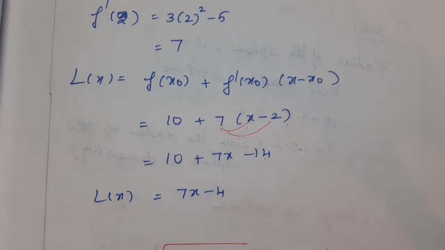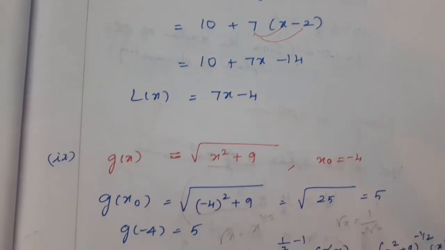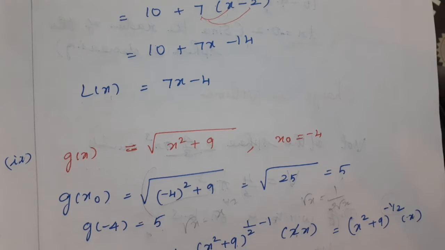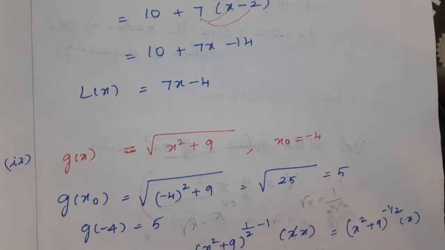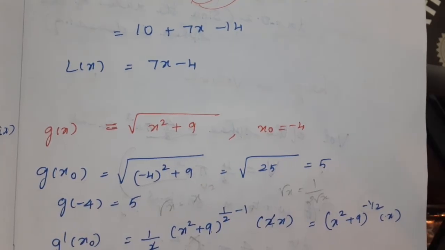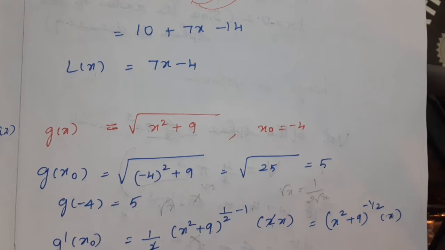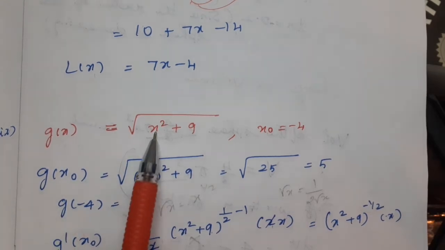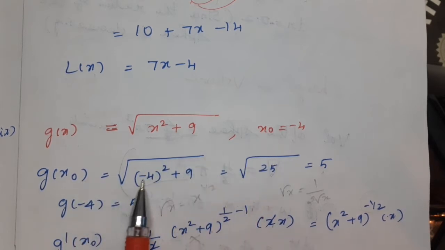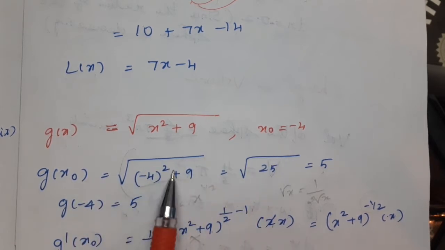Similarly, we are going to find the third question, second subdivision. Here the function g of x is given. What is our g of x? The question itself gives it: g of x is equal to square root of x square plus 9. What is our x naught? The indicated point is x naught equal to minus 4. So substitute: instead of x you substitute x naught. g of x naught equals the root of minus 4 the whole square plus 9. 4 fours are 16.